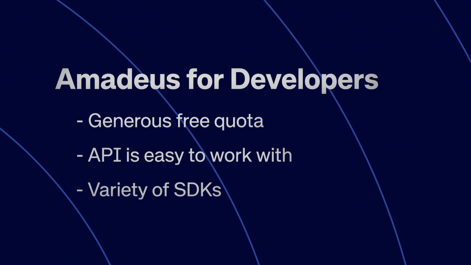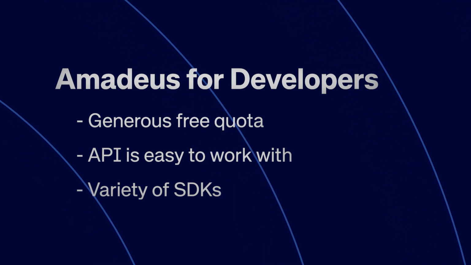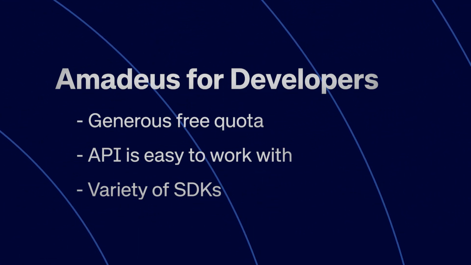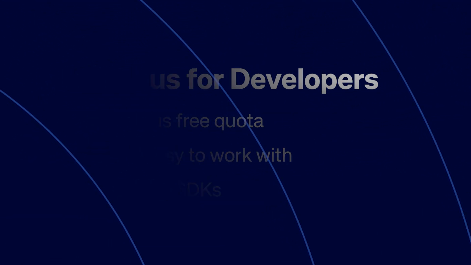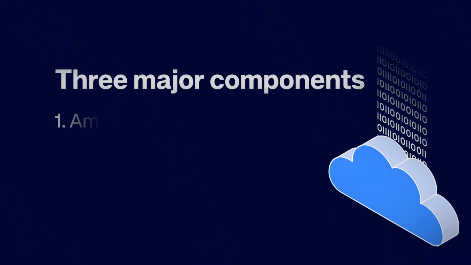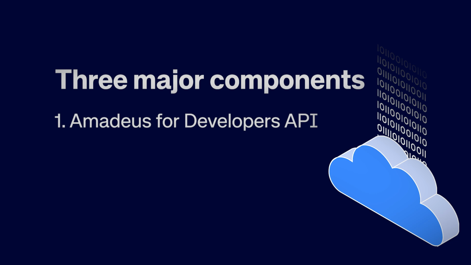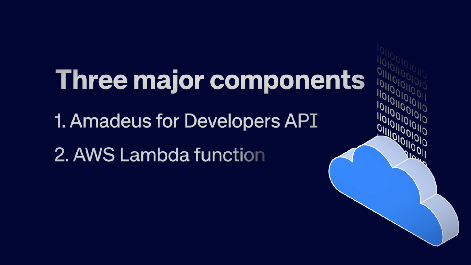In this video, I'll show you how to use the Amadeus Node SDK to create an Alexa skill that can search flight options and book flights. Let's get started. This app will have three major components. The first is the Amadeus for Developers API, which I'll use to search for and book flights. The second component is an AWS Lambda function, which I'll write with Node.js and the Amadeus Node SDK. The final component is an Alexa skill that will invoke the Lambda function.